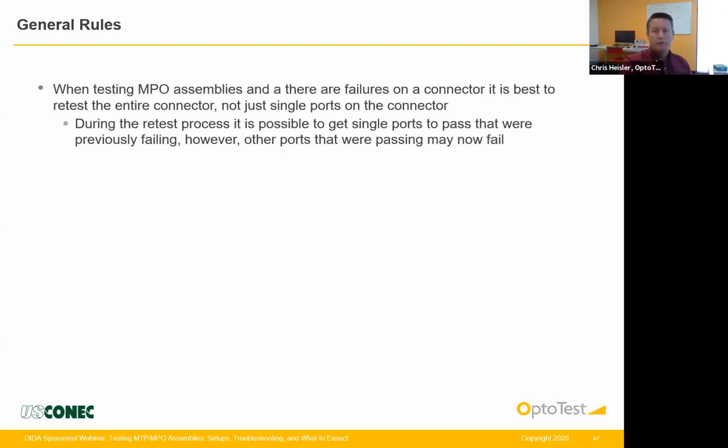So if ports 1 and 2 of a connector fail and the connector's cleaned and remated, if only ports 1 and 2 are retested, then it is possible other ports may have failed. Possibly ports 7 and 8 have failed, but that wouldn't be known because they weren't retested. OptoTest suggests anytime an MPO connection is unmated and then remated, the entire connector should be tested, all ports.